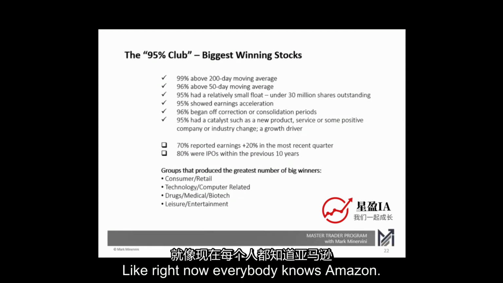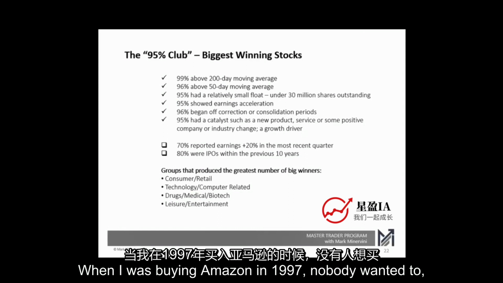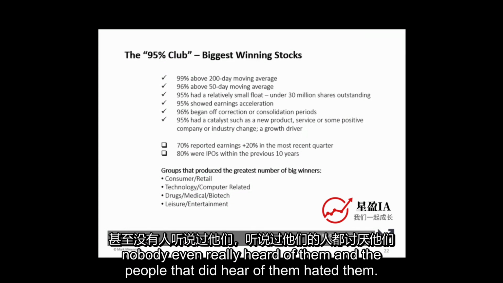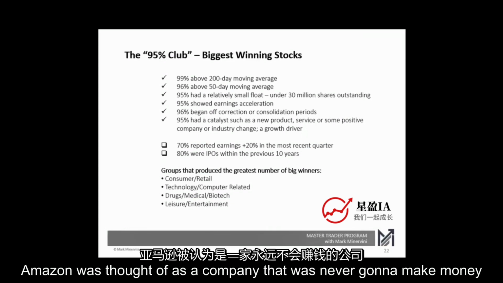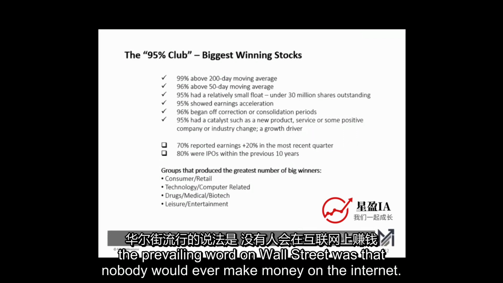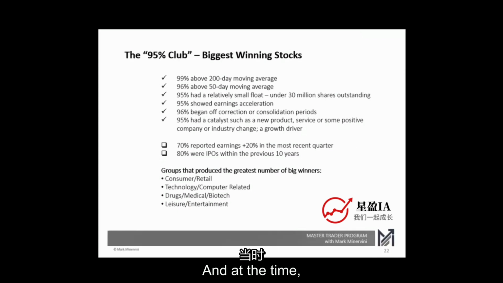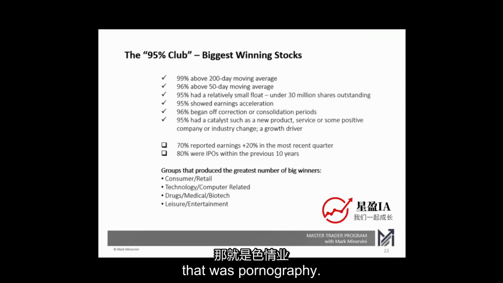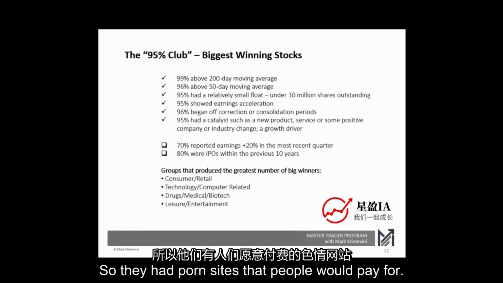Like right now, everybody knows Amazon. But when I was buying Amazon in 1997, nobody even really heard of them. And the people that did hear of them hated them. Amazon was thought of as a company that was never going to make money. As a matter of fact, during that period, the prevailing word on Wall Street was that nobody would ever make money on the internet. And at the time, there was only one industry that was making money on the internet, and that was pornography. They had porn sites that people would pay for.